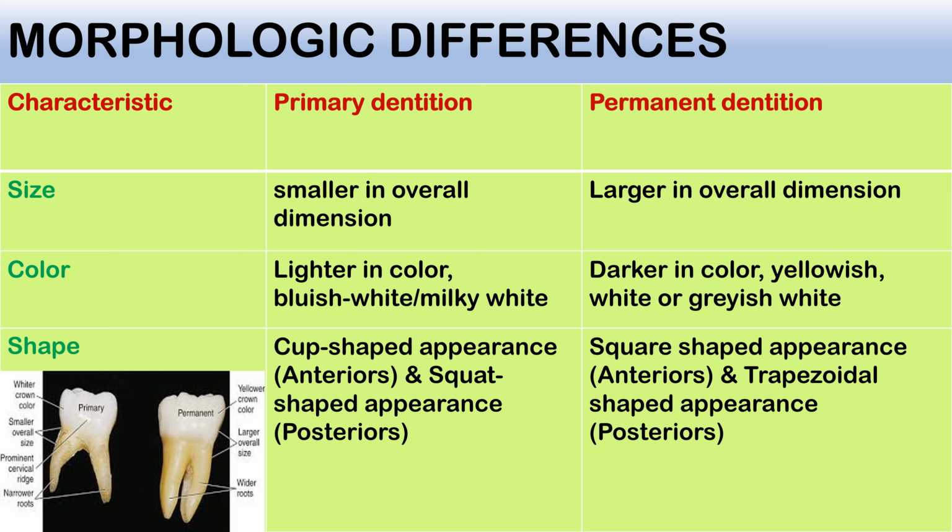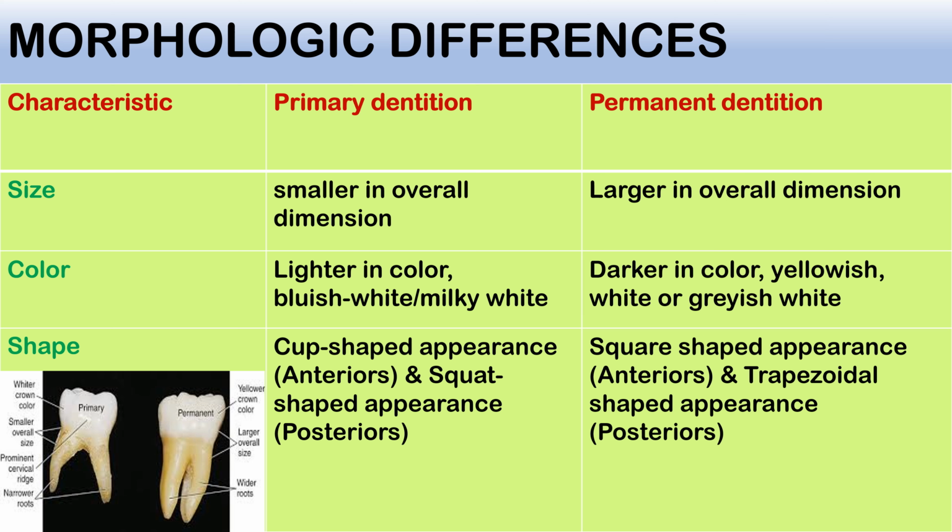Next difference is color. Primary teeth are lighter in color. They appear bluish white or milky white due to the presence of thinner enamel, whereas permanent dentition are darker in color, appearing yellowish or grayish white due to thicker enamel.